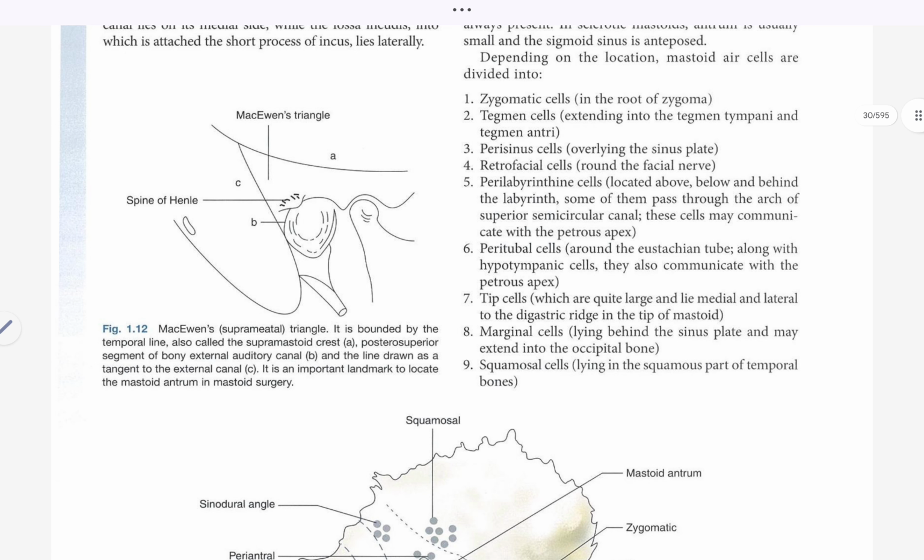So in figure 1.12, we can see McEwen's triangle or suprameatal triangle. It is bounded by the temporal line, also called the supramastoid crest. This is the temporal line shown in A. Then the posterior superior segment of the bony external auditory canal. This is B. And the line drawn as a tangent to the external canal. That is C. It is an important landmark to locate the mastoid antrum in middle ear surgery. Here we can see the spine of Henle, which is the landmark.